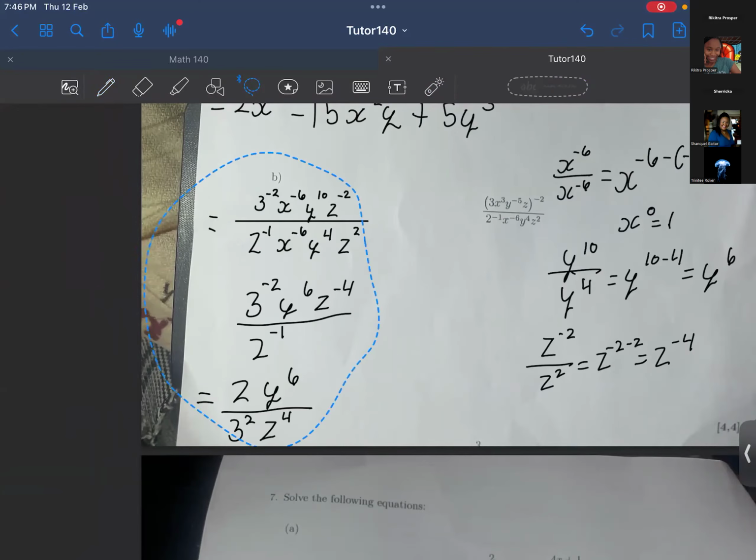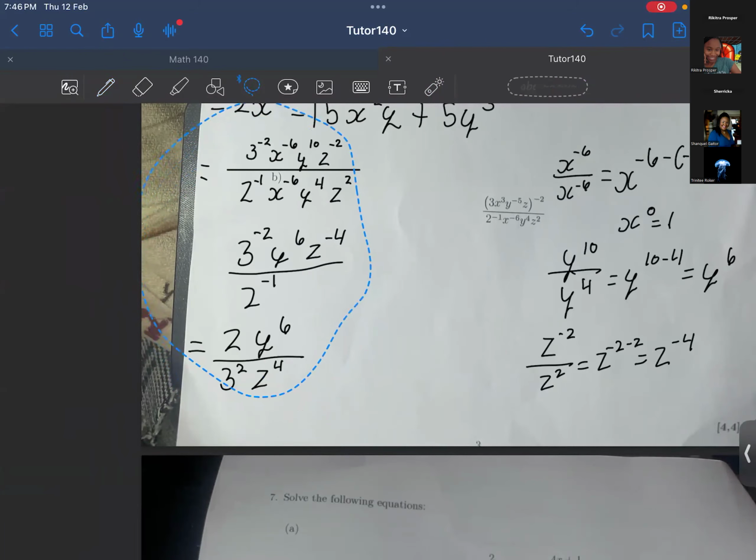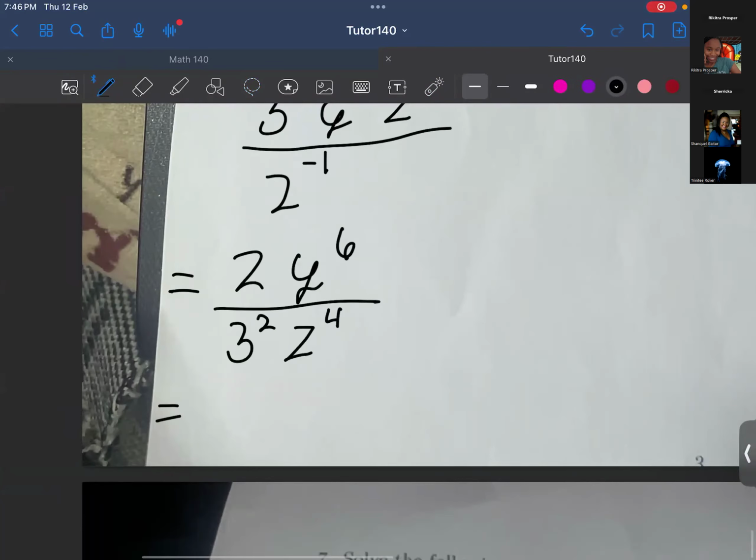And let's bring this up some more. So our final answer would be 2 y to the power 6 divided by 9 z to the power 4.